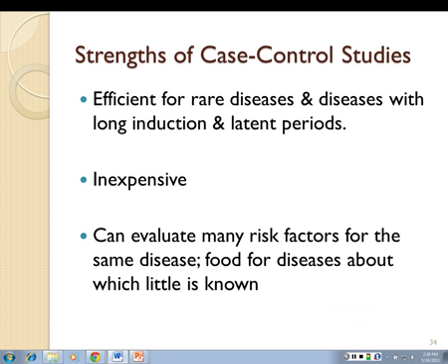Case control studies can be used to study low prevalence conditions and diseases with long induction or latent periods. They are also relatively quick and easy to complete. They're usually inexpensive, and you can evaluate numerous risk factors at one time.